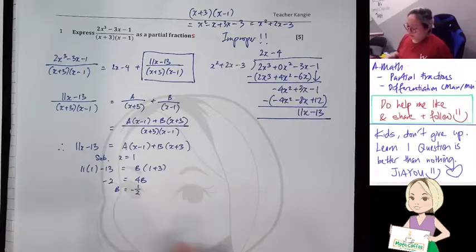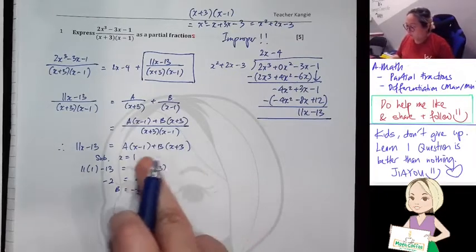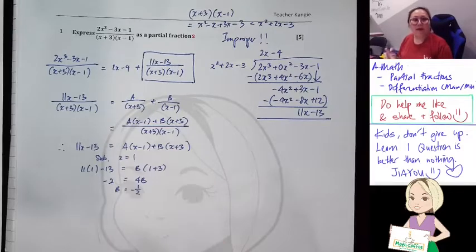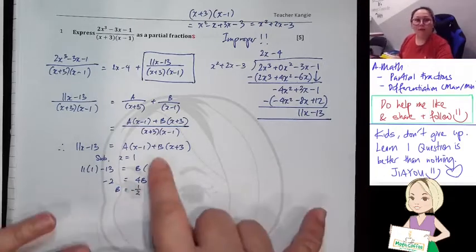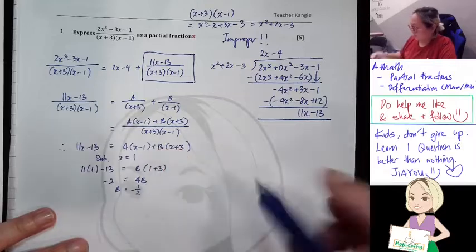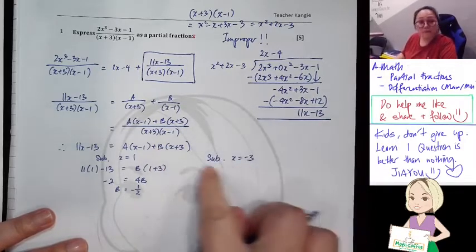Okay, so b is equal to negative half. So I now want to solve my a, correct? Same thing, I can sub in a suitable value. You can also sub in any x value plus your b, and you still can solve your a. But I want to make my b disappear, so I'm going to sub in x equals to negative 3.